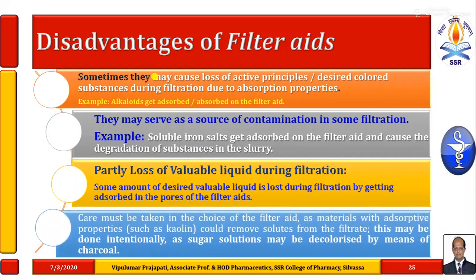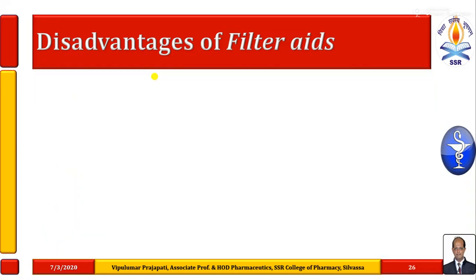So care must be taken in the choice of filter aid during filtration of any kind of materials, as materials with adsorptive properties such as kaolin could remove solids from the filtrate. This may be done intentionally, as sugar solutions may be decolorized by means of charcoal. So it is also possible. So this is another disadvantage of filter aids.